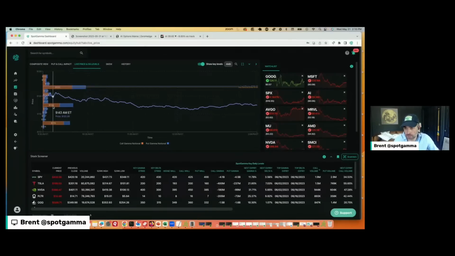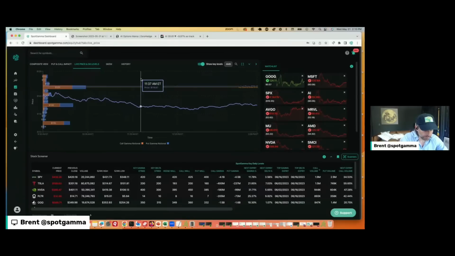Now, again, just to be clear, you see the absolute level of gamma here in these bars and this sort of histogram on the axis here, with calls in orange and puts in blue. And so you can see, again, the price is stopping at 120, which is this big options level.